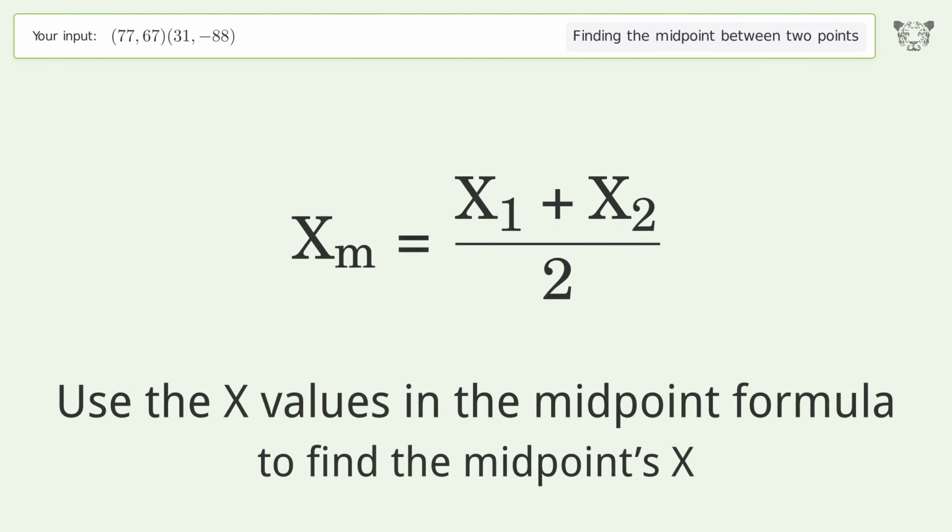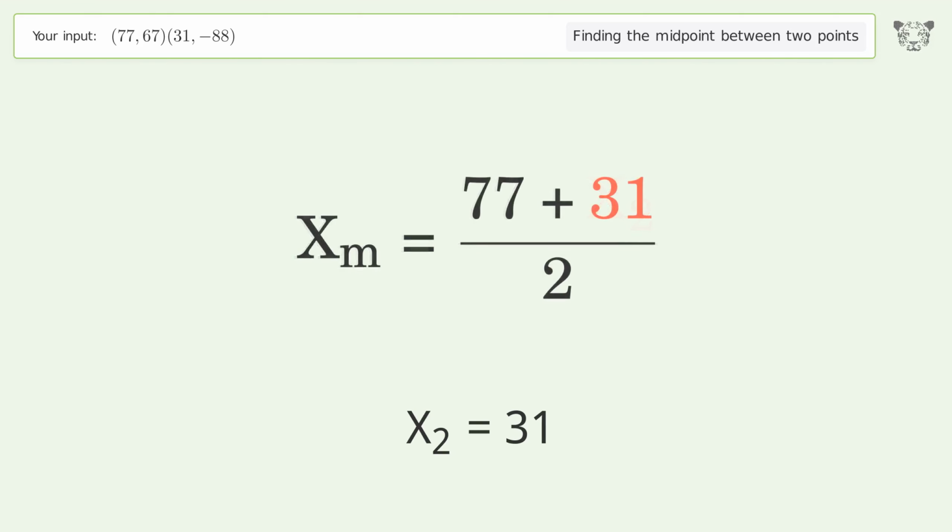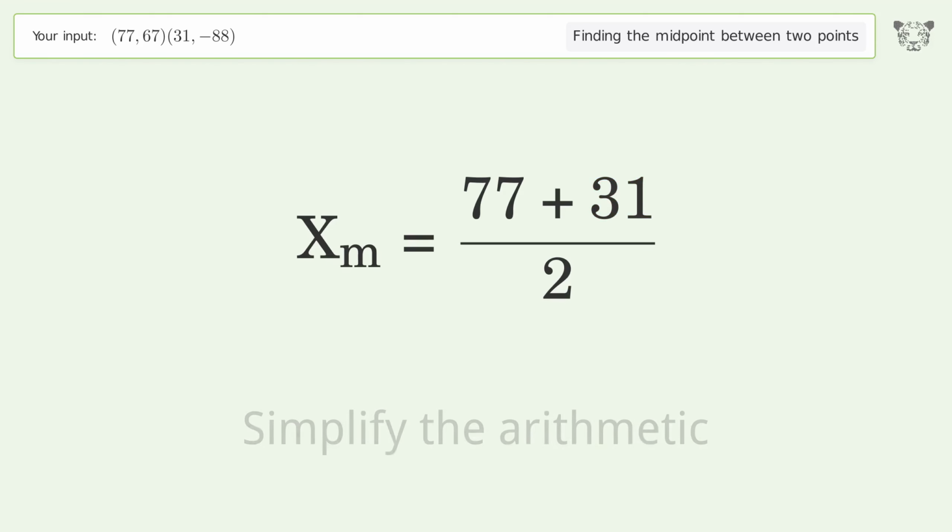Use the x values in the midpoint formula to find the midpoint's x. x1 equals 77. x2 equals 31. Simplify the arithmetic.